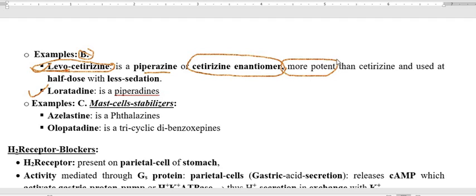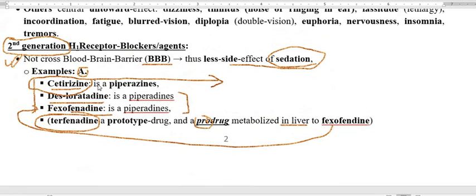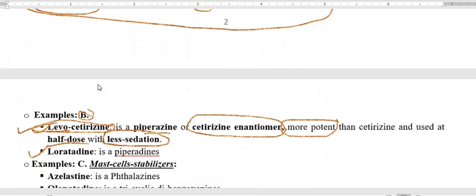And when you compare with cetirizine, you will find levocetirizine requires half of the dose of cetirizine, and therefore it is going to produce less sedation than cetirizine. So levocetirizine is better than cetirizine with regard to dosage as well as its sedative effect, having less sedative effect. Loratadine belongs to the piperidine group, and is the last one under the second generation H1 receptor blocker or antagonist.